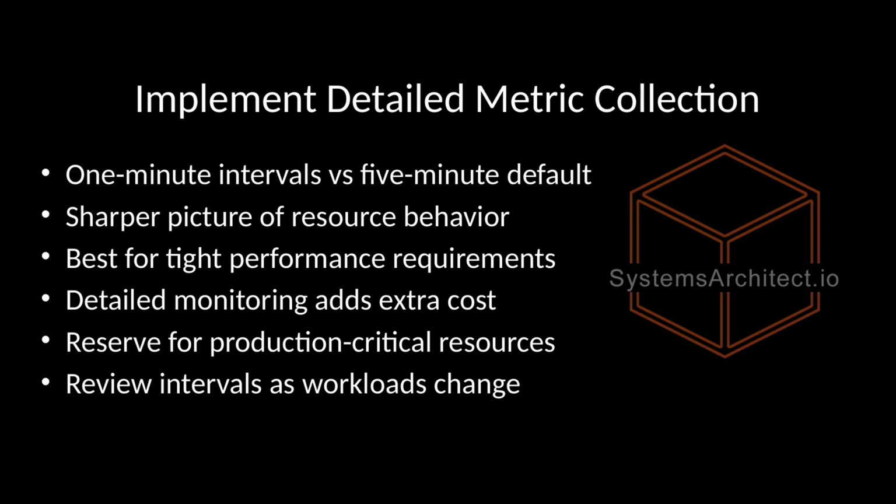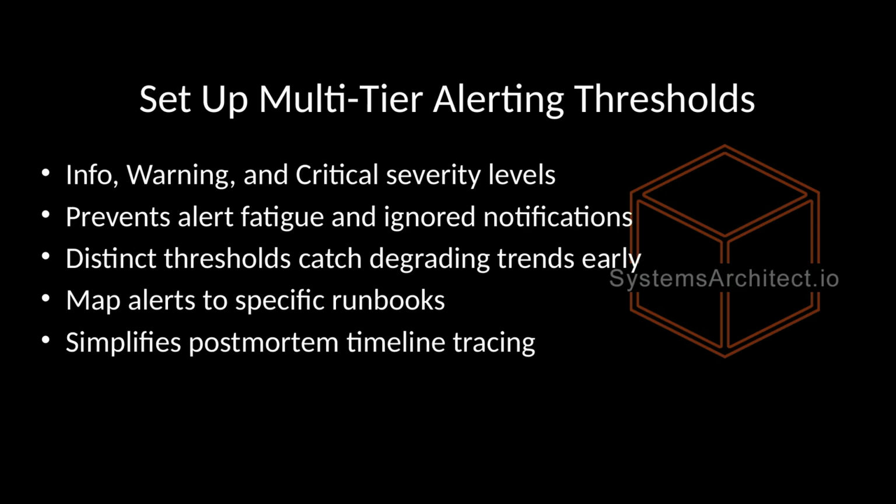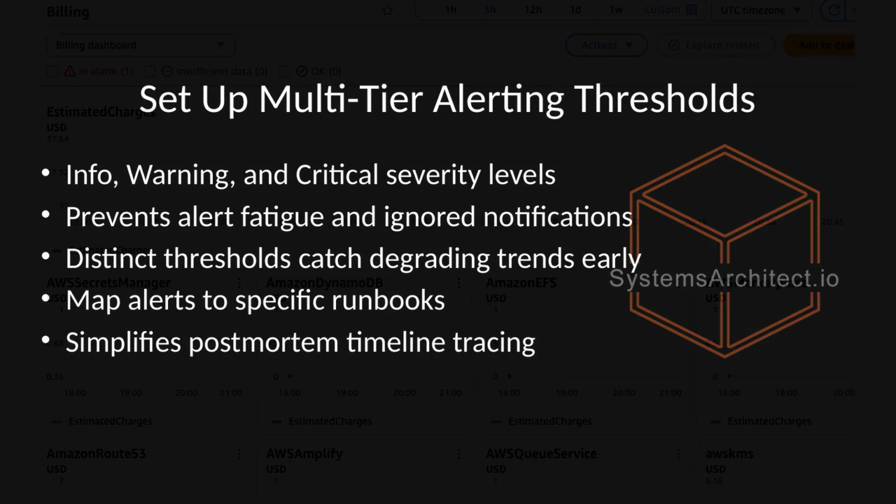2. Set up multi-tier alerting thresholds. Multi-tier alerting separates the noise from the signal by assigning severity levels like info, warning, and critical to your CloudWatch alarms based on how urgently they need a response.